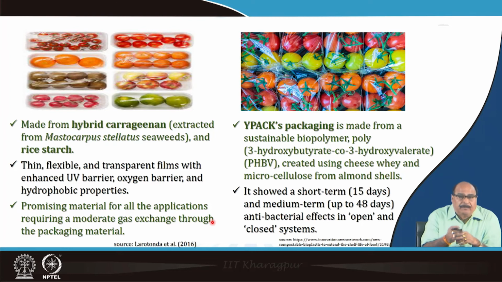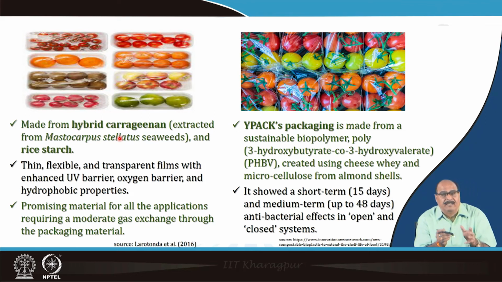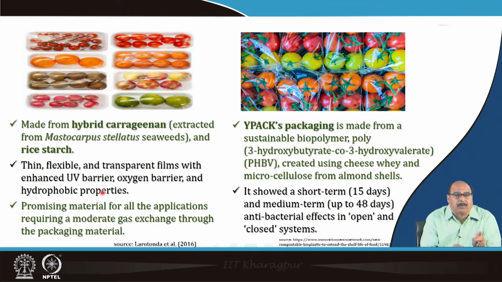Here in the figure, some bio based plastic packaging materials have been developed, and in one literature, the reference is given here. You can see that tomatoes are packaged in a bio based biodegradable material made from hybrid carrageenan, extracted from Mastocarpus stellatus seaweed, and rice starch. These are thin, flexible and transparent films with enhanced UV barrier properties, oxygen barrier properties and hydrophobic properties, that is water vapor resistance, etc.